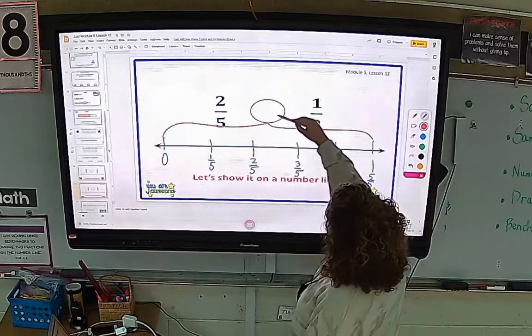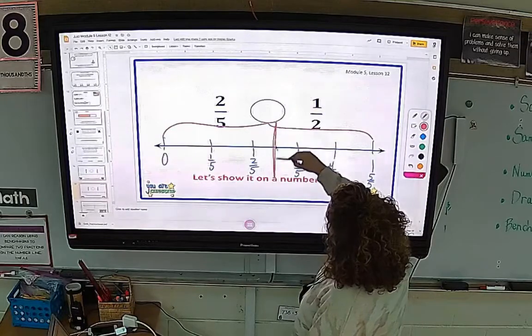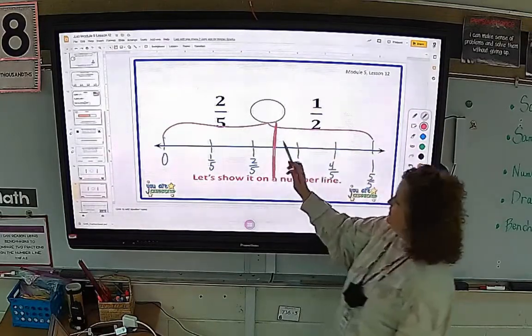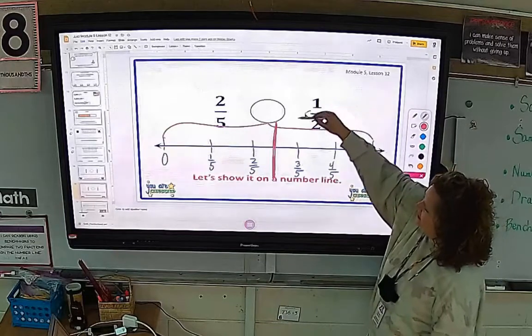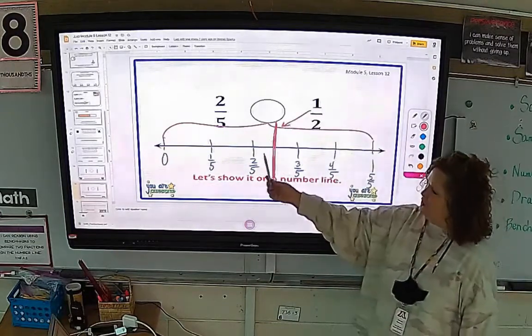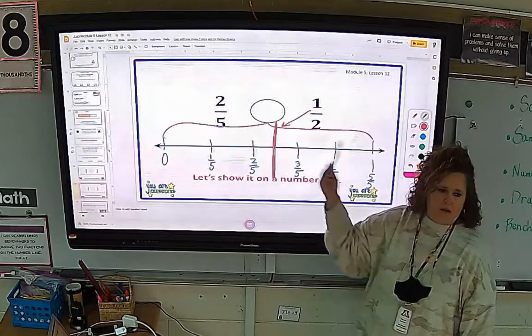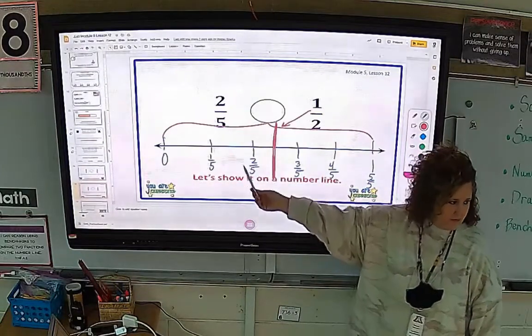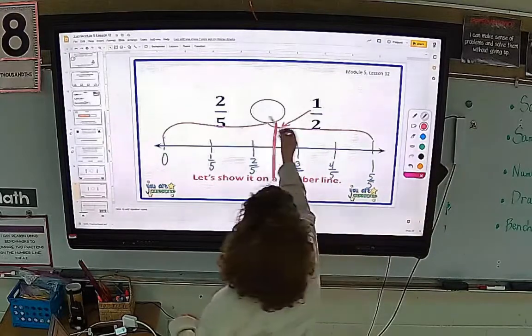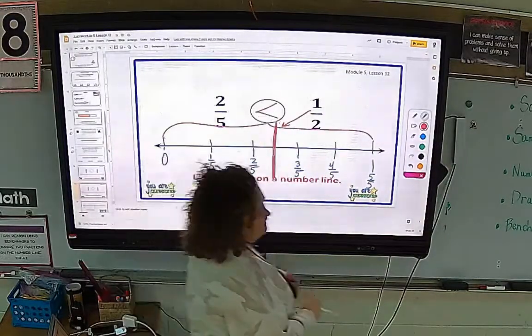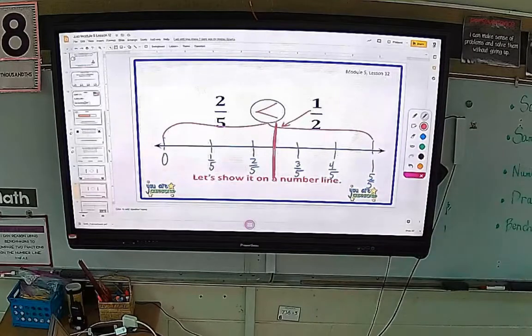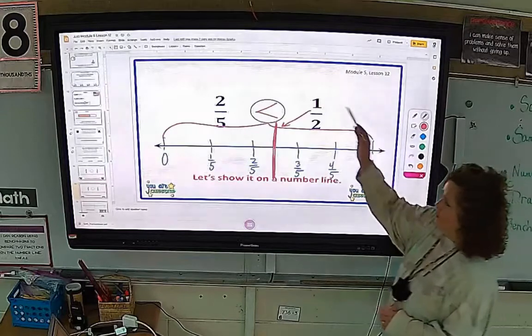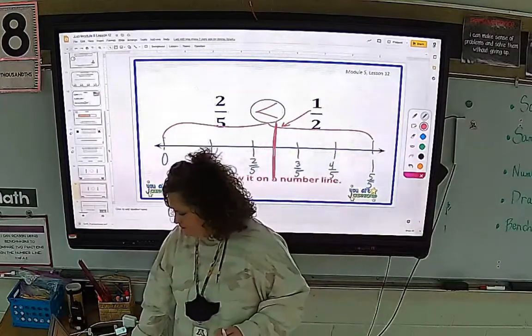Okay? So if halfway is right here, if that's 1/2, are y'all looking right here for a second? Let's say that's 1/2. Is 2/5 larger than half or smaller than half? Smaller than half. So 2/5 is smaller than 1/2. 1/2 is larger. Right now we're really relying on the number line. We're also letting that 1/2 spot help us.